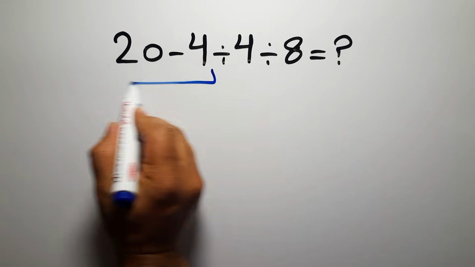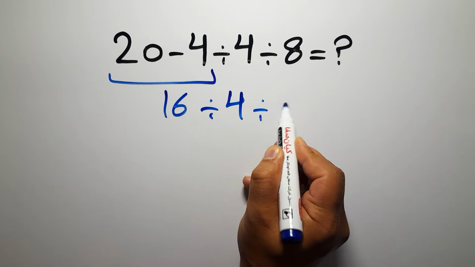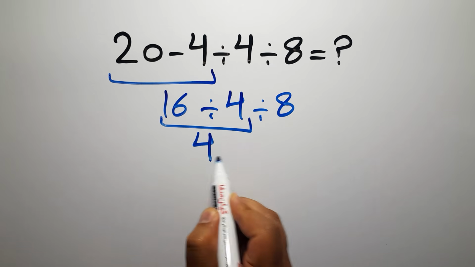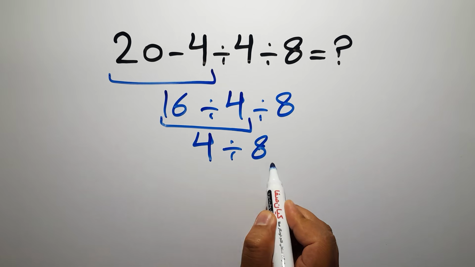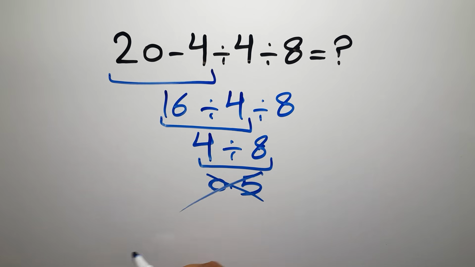20 minus 4 gives us 16. And 16 divided by 4 divided by 8. 16 divided by 4 is 4. And 4 divided by 8 gives us 0.5. But this answer is not correct.